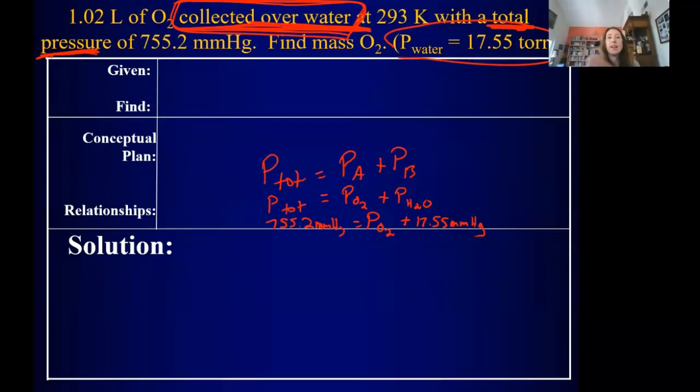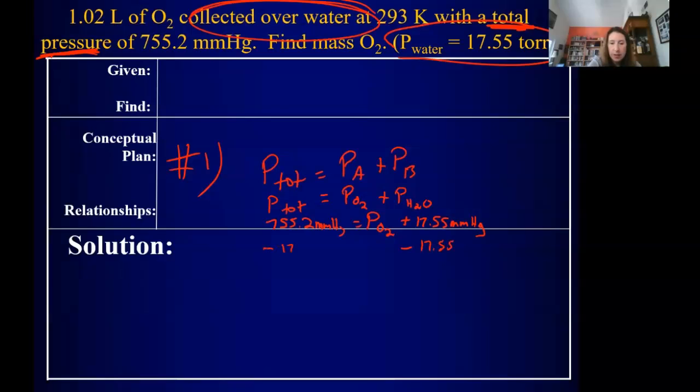So again, over water, that was the key here. This whole "collected over water" means this is step number 1. Step number 1, get rid of water. So this means that the pressure of our oxygen is 755 minus 17.55, which is 737.65 mmHg, or torr, whichever one you want to write. So you have to subtract it.